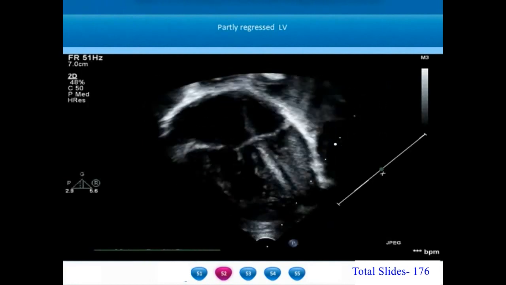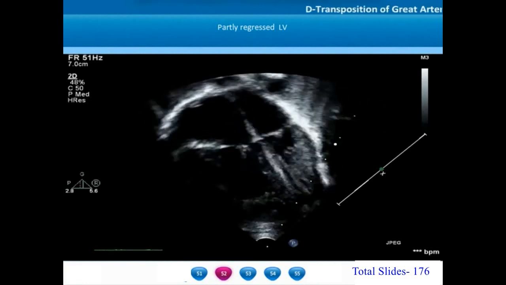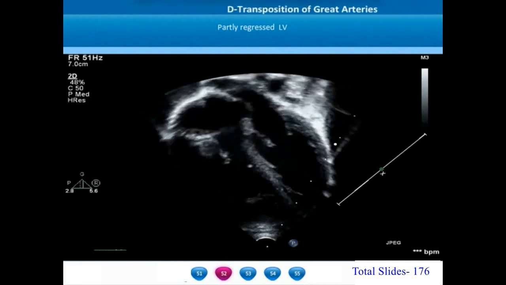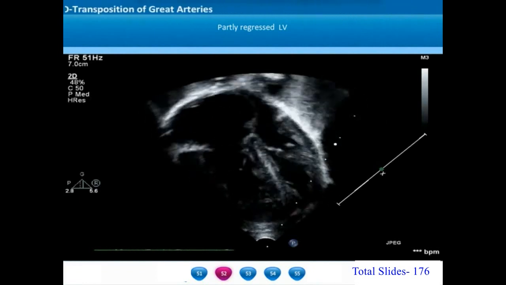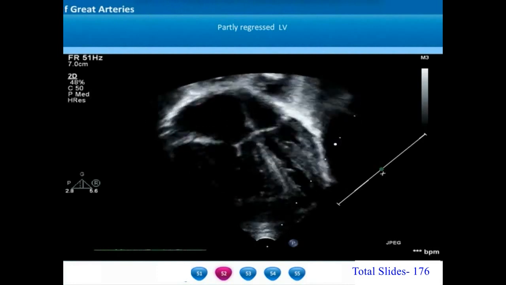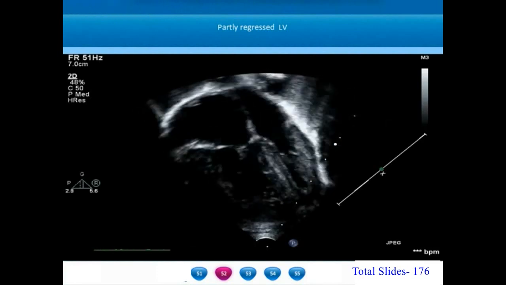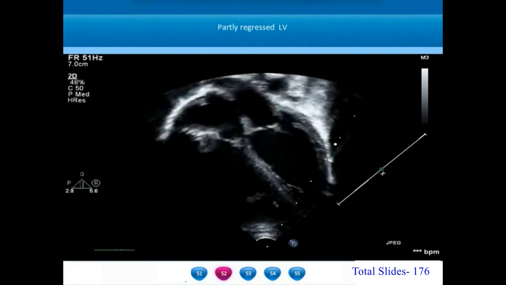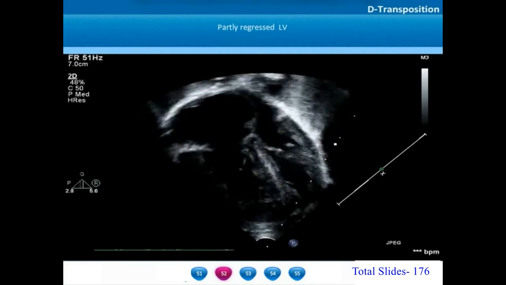This is an example of an apical view of a left ventricle which is partially regressing. We can notice that the left ventricular cavity is smaller than the right ventricular cavity. However, the intraventricular septum is not totally bowing into the left ventricle, and the left ventricular free wall thickness is comparable to the intraventricular septum and right ventricular free wall thickness.